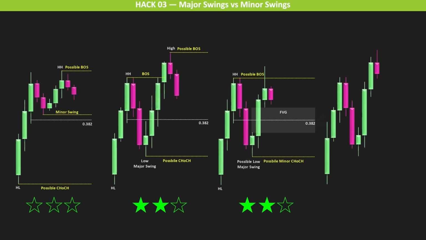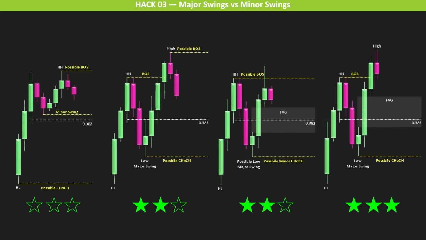In the next example, we see an imbalance and a valid retracement to 38.2% or more, but there is no confirmed break of structure. This is also treated as a 2-star pullback because one of the core conditions is missing. In the final example, all 3 conditions are present. The swing created an imbalance, broke structure, and showed a proper retracement. This is what we classify as a 3-star pullback, the highest quality pullback in the Cont framework.